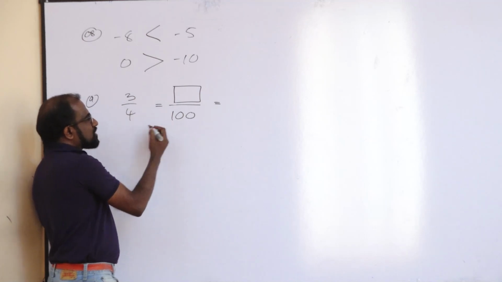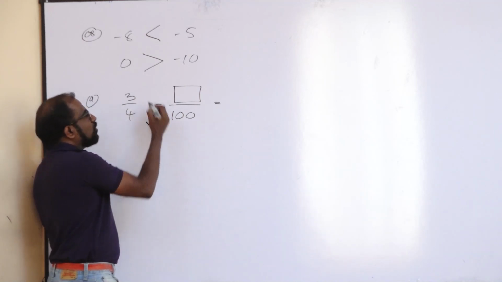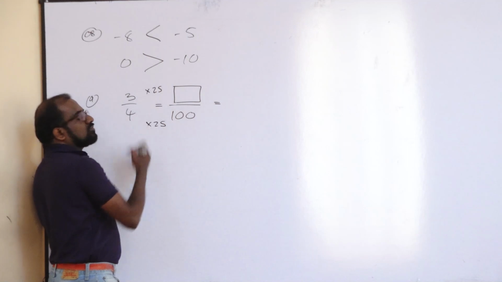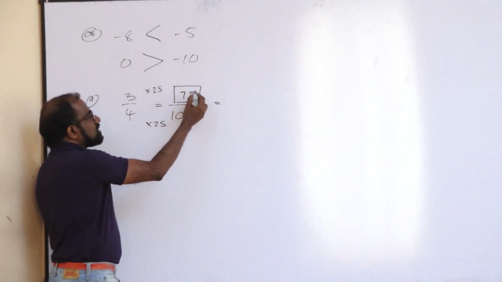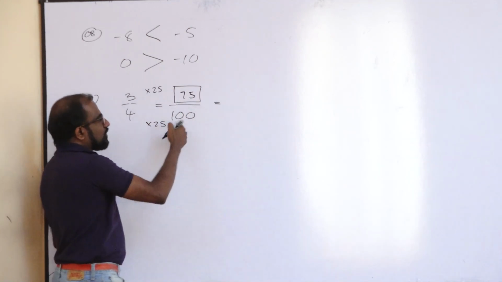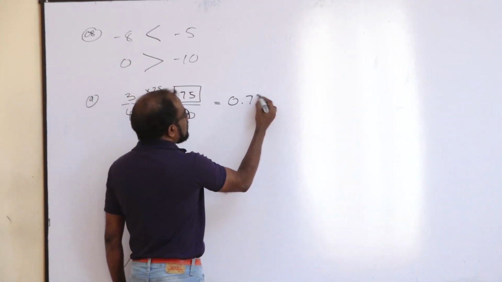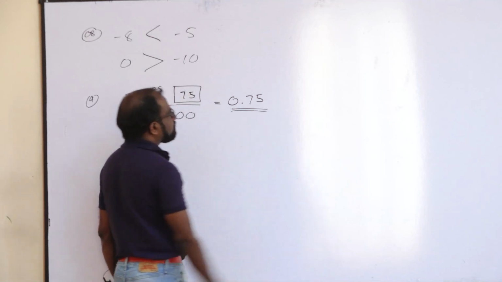3 over 4, 4 becomes 100 when you multiply by 25. And here also the same. 4 times 25 is 100. 3 times 25, what is the answer? 75. 75 over 100 can be written as 0.75.